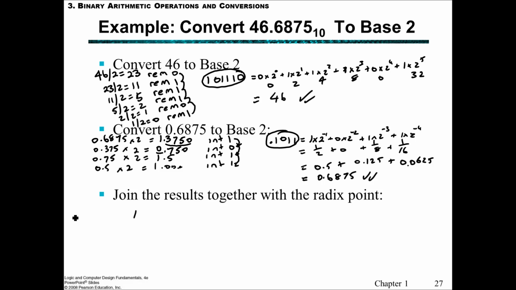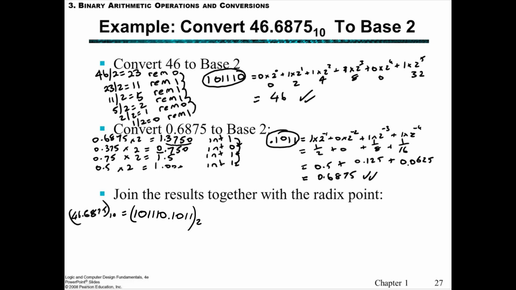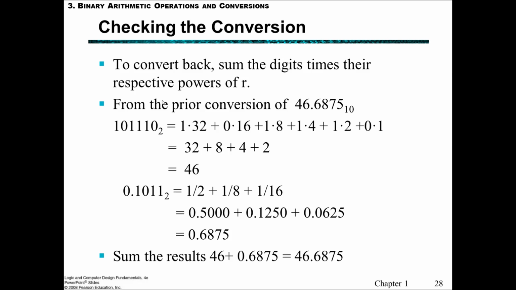Then we can say that 46.6875 equals 10111, radix point 1011 in base 2. So as I said, it's always a good idea to check the conversion, make sure you can convert it back. And obviously to convert back, we once again sum their digits multiplied by the respective powers of r, but I'll leave it to you to look at that a bit more closely.